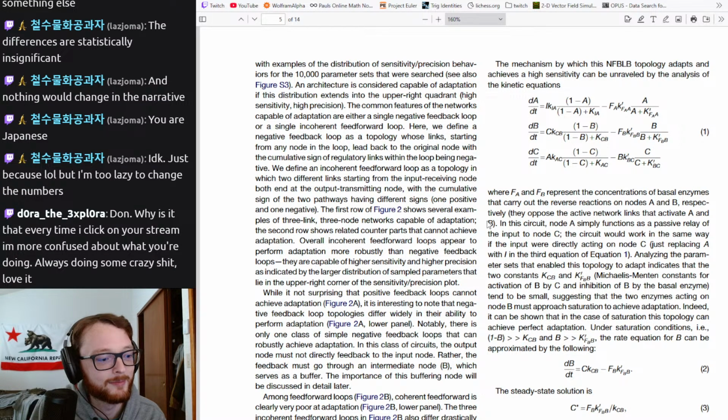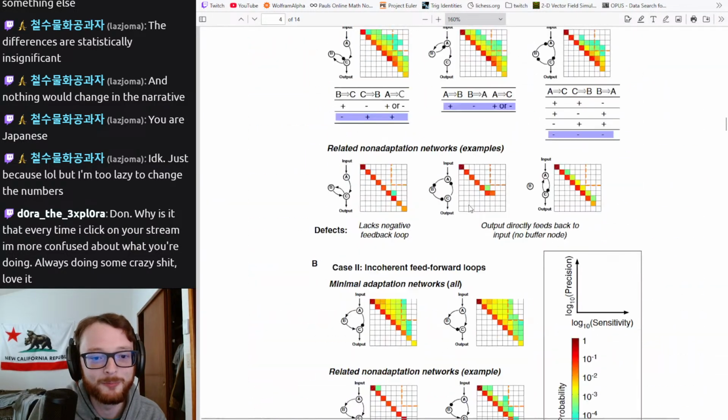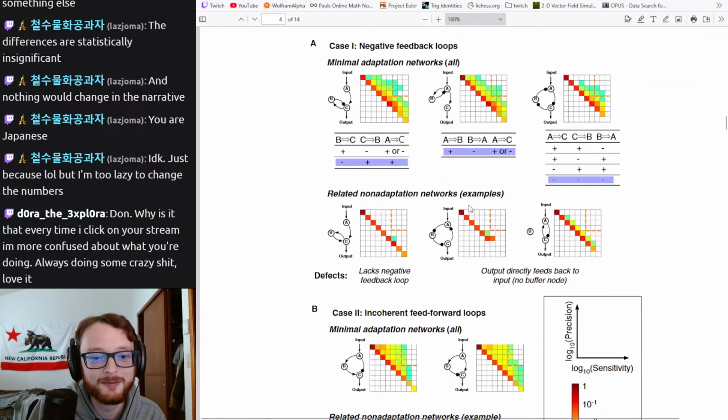Hey, Dora. I'm just doing a lot of crazy stuff the last few months. This is a math biology paper. It's about biological networks, basically, which is a vague term.